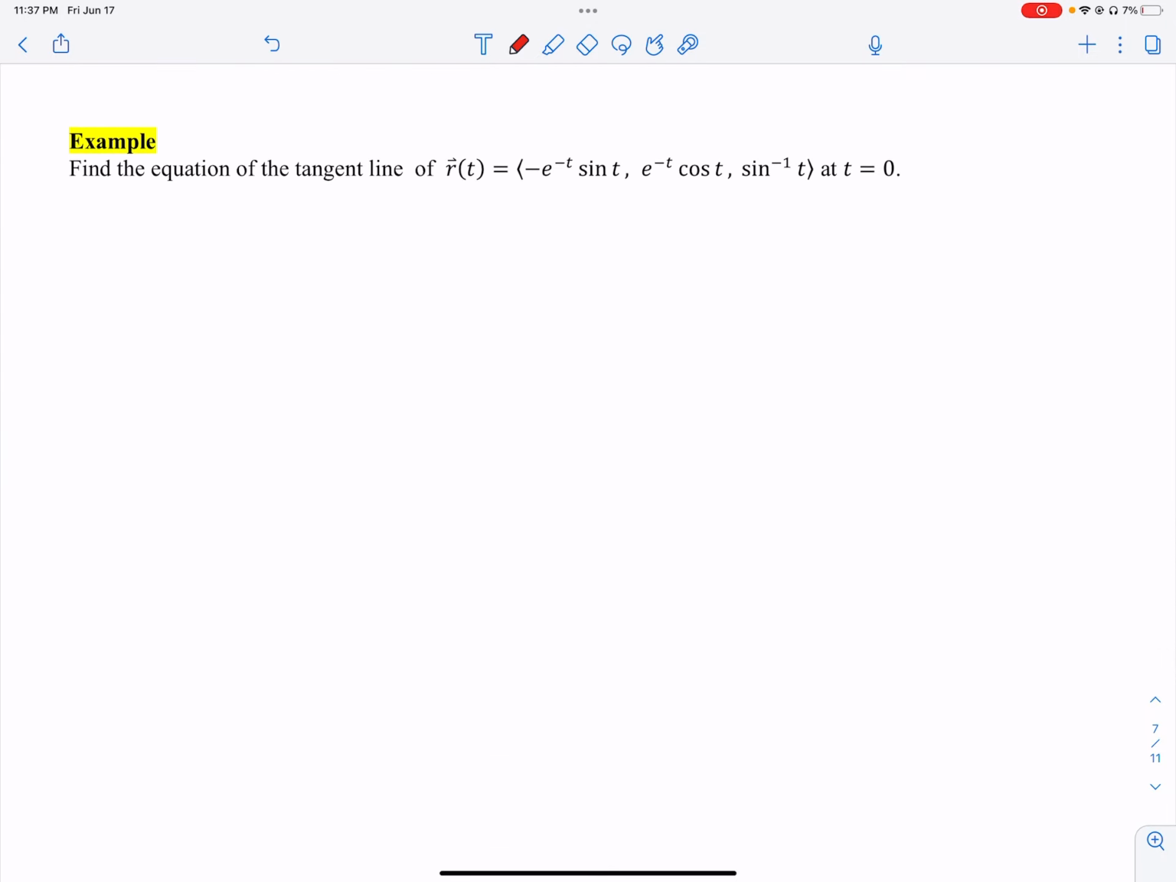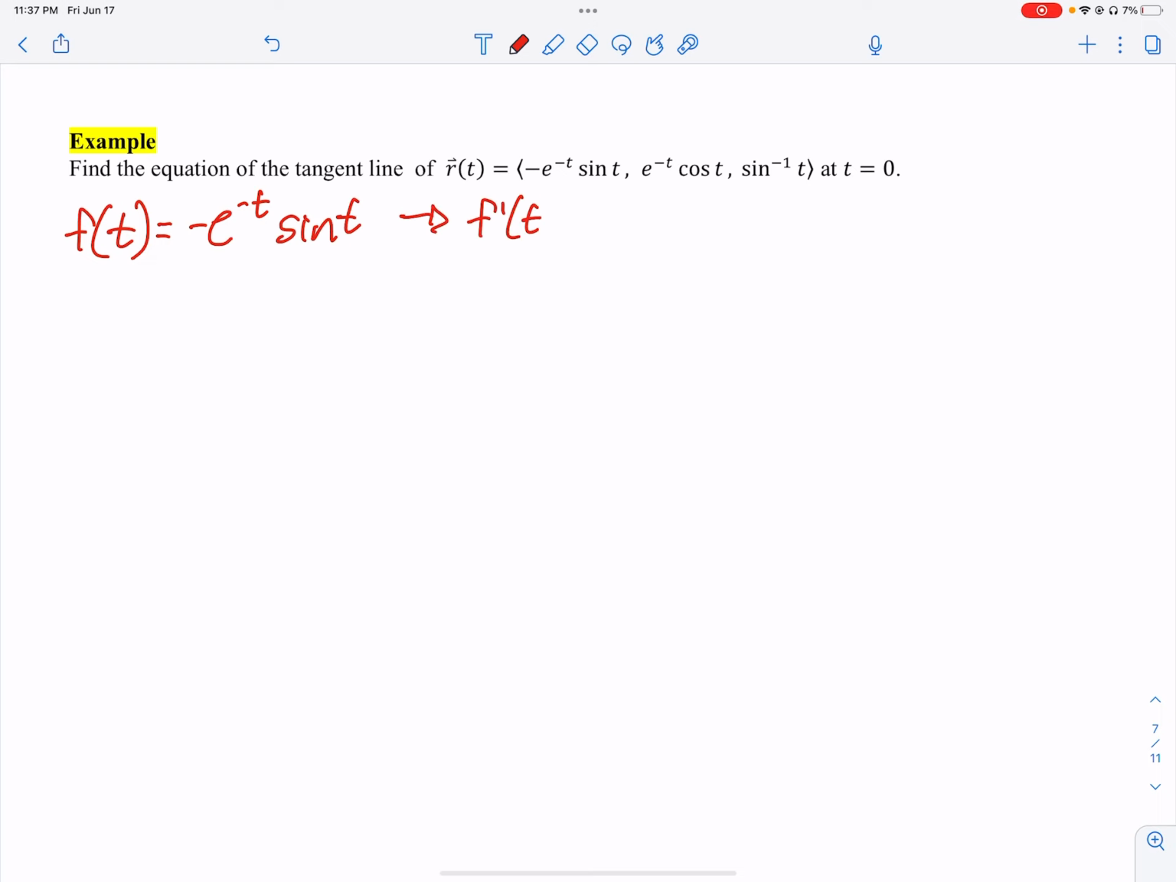All right, we have another example here. It says find the equation of the tangent line in this one. So I'm going to write out the components. f of t is equal to negative e to the negative t sine of t. Let's go ahead and find that derivative.